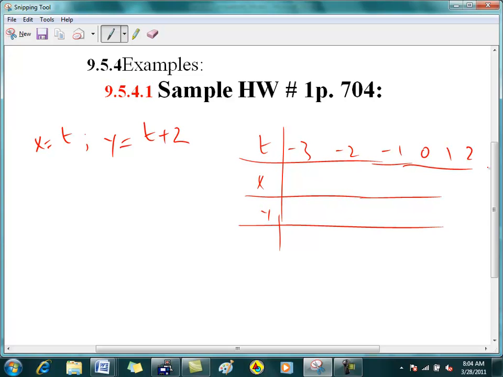Can someone suggest another way of doing it? With what? T with x? Okay, so in other words, take this equation and replace this t with an x. Take this and put it in there. Then what do you get? Y equals x plus 2.